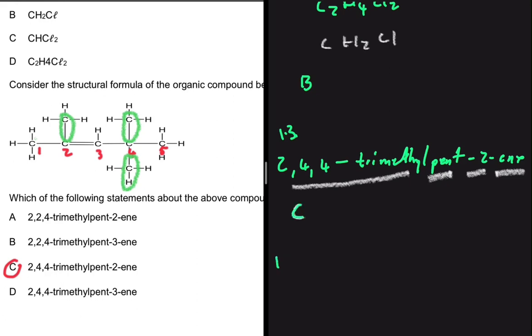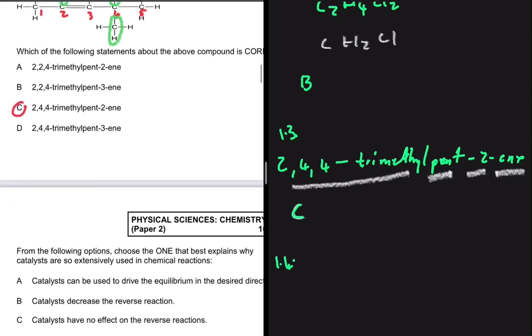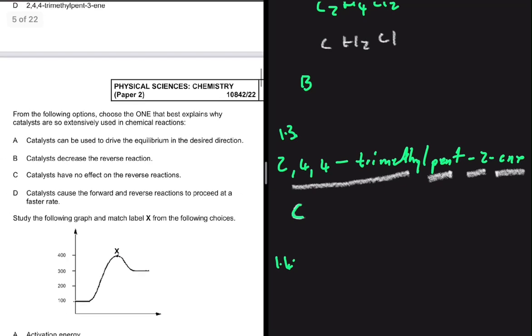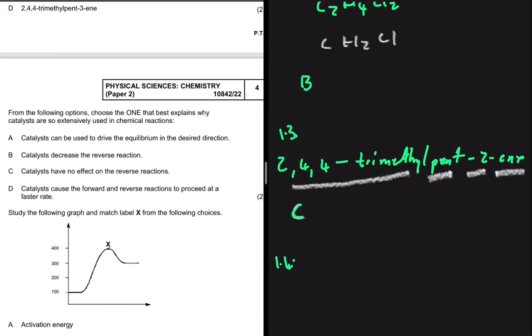Let's move to 1.4. From the following options, choose one that best explains why catalysts are so extensively used in chemical reactions. I think we use them so extensively because they speed up our reaction. They lower the activation energy.